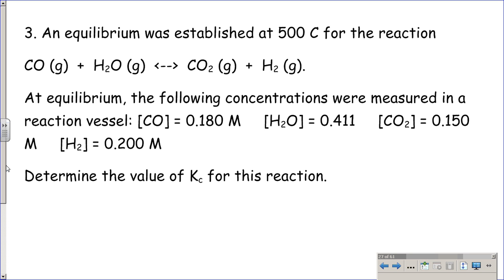Write the expression, which would be products over reactants. Do I exclude anything? No, they're all gases. They're all to the first power. Cool. Then do it. Why am I plugging in specifically those? Because what does it say? At equilibrium. And then you would find Kc. Okay. That was too easy.